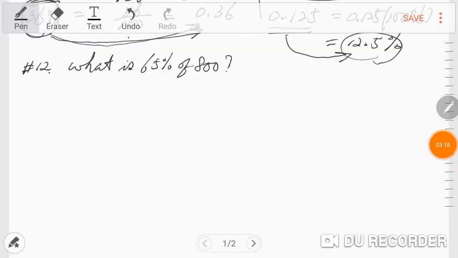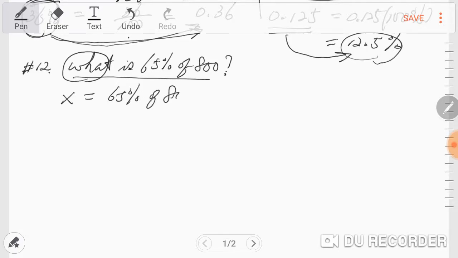Then let's find out what is 65% of 800. For this expression, we can write an equation like this. We don't know what this is, so let's make it an x. So x is 65% of 800. Then x is 65%. Change this one into decimal, so divide 65 by 100, 0.65. Of means multiply by 800.